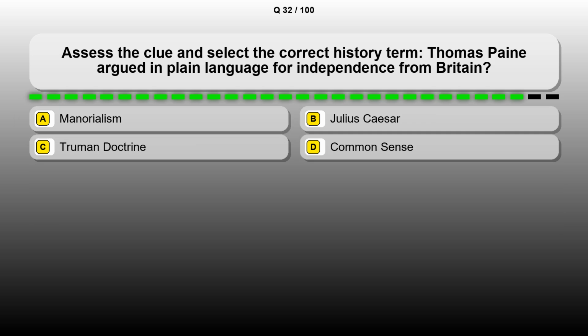Question 32. Assess the clue and select a correct history term. Thomas Paine argued in plain language for independence from Britain. Option A, Monorealism. Option B, Julius Caesar. Option C, Truman Doctrine. Option D, Common Sense.